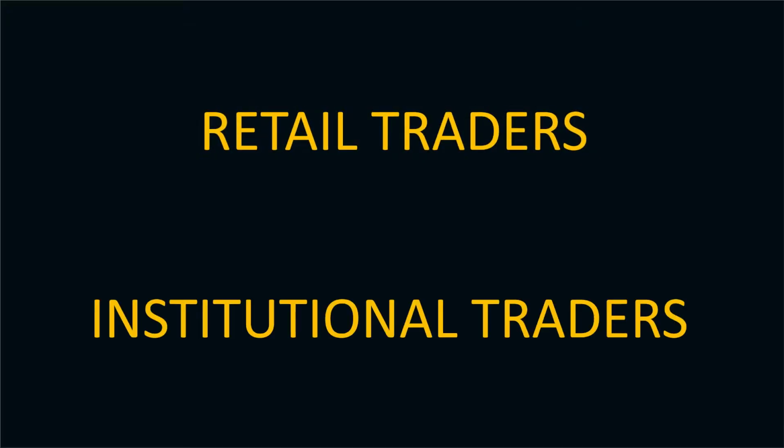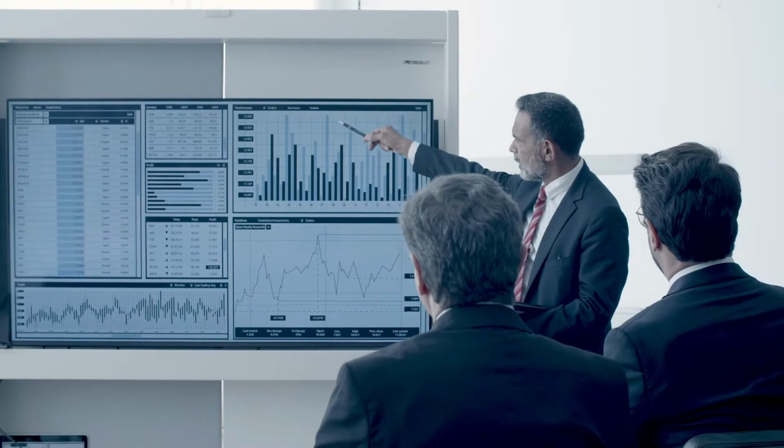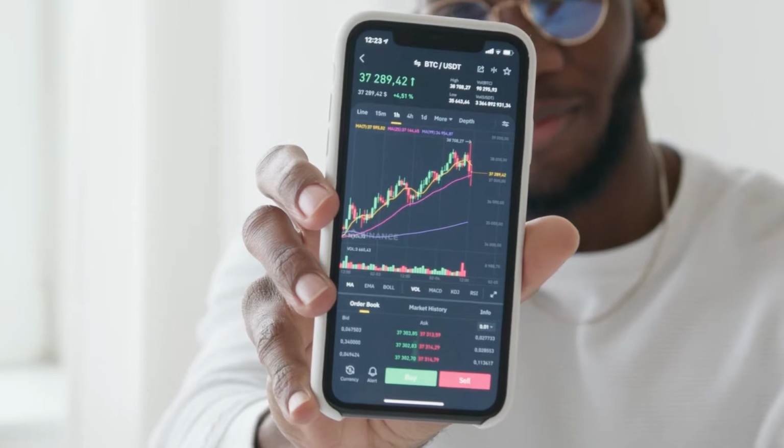Let's talk about different kinds of traders and learn some new terminology. There are mainly two kinds of traders, retail traders and institutional traders. Retail traders trade on their own personal accounts, while institutional traders trade for a group or institution. Beginner traders are almost always retail traders.